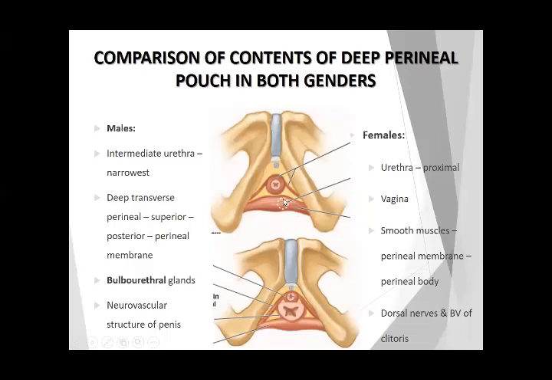Males में we have the bulbourethral glands. Females में there is no such structure as the bulbourethral glands. And then of course, यहाँ पे you have, males में, neurovascular structures: the dorsal vein of the penis and clitoris, blood vessels, nerves, and यहाँ पे, sorry, clitoris के होंगे.